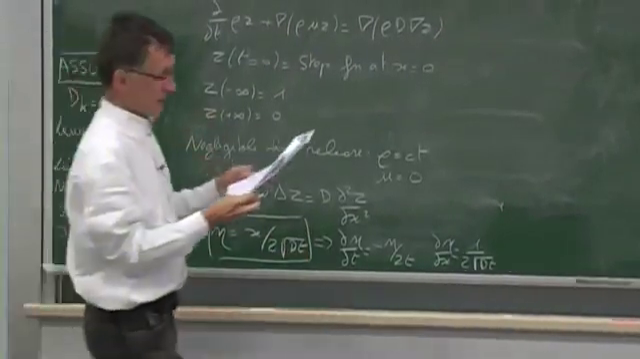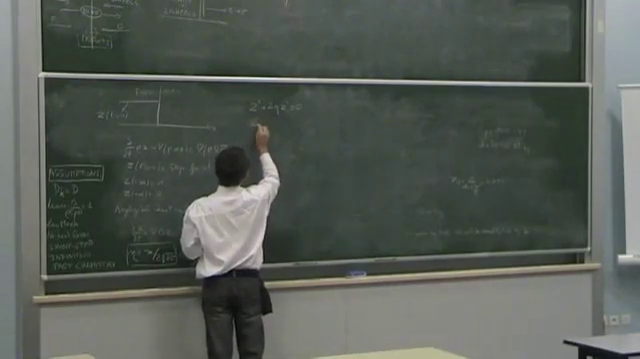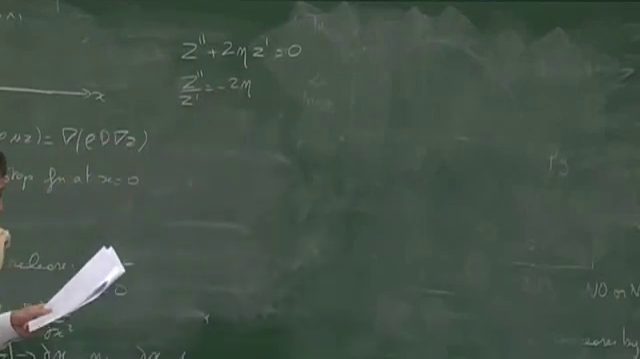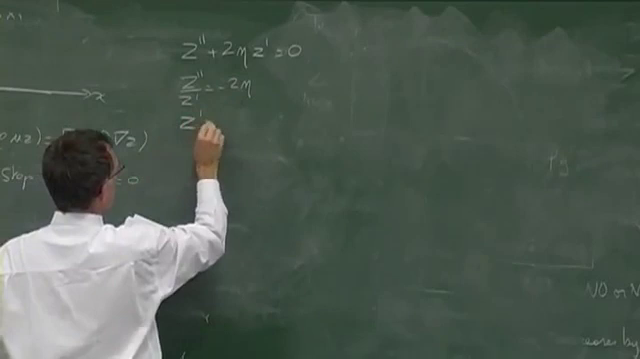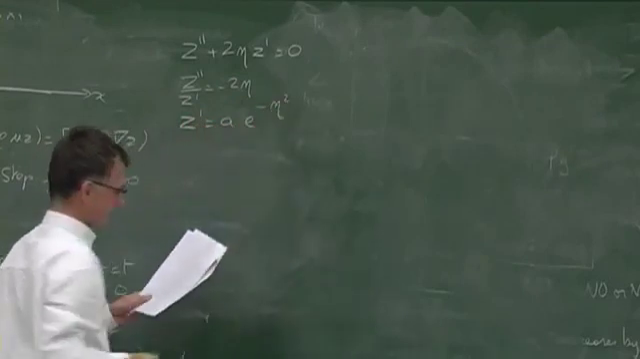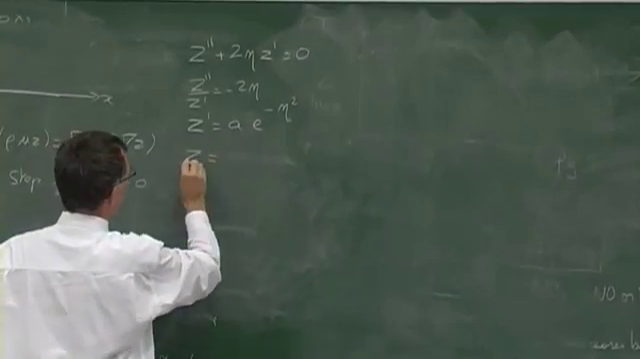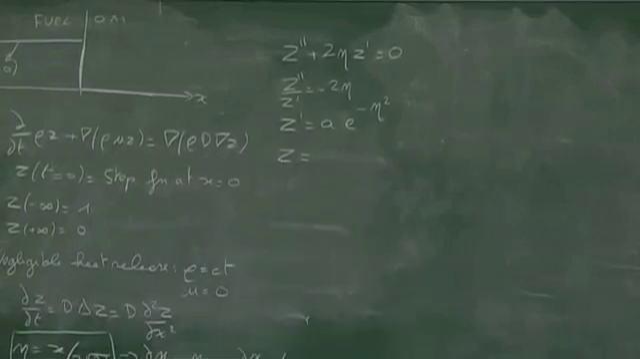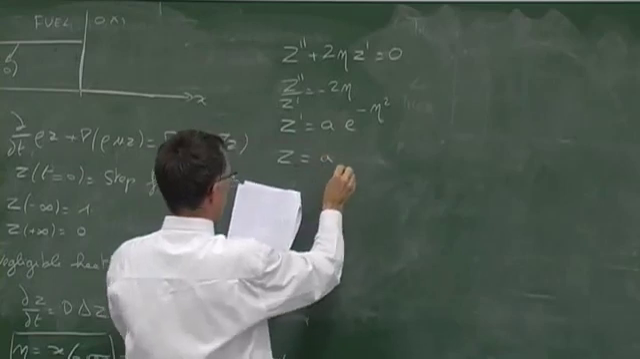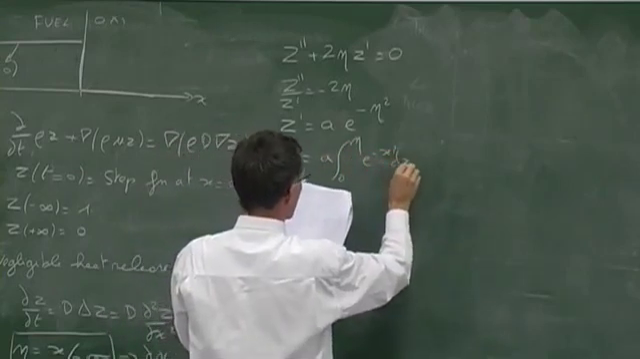And you can integrate it, okay? So it leads to z second divided by z prime equal minus 2 eta, probably. So z prime is equal to a constant times exponential minus eta squared. And z is the integral of this quantity. So it's a constant times the integral from 0 to eta of exponential minus x squared dx plus b.